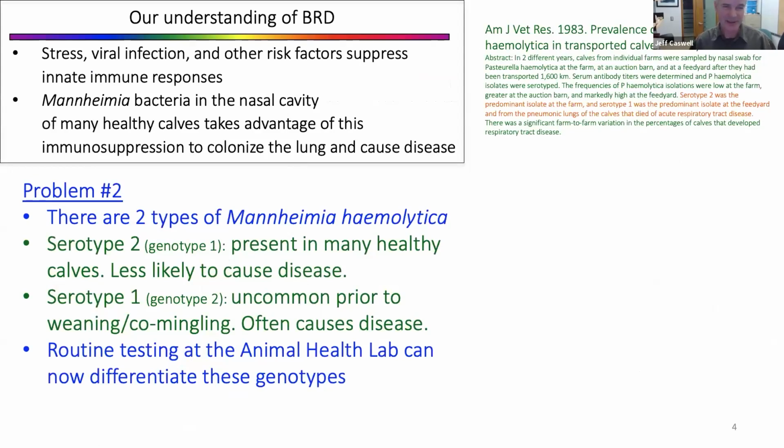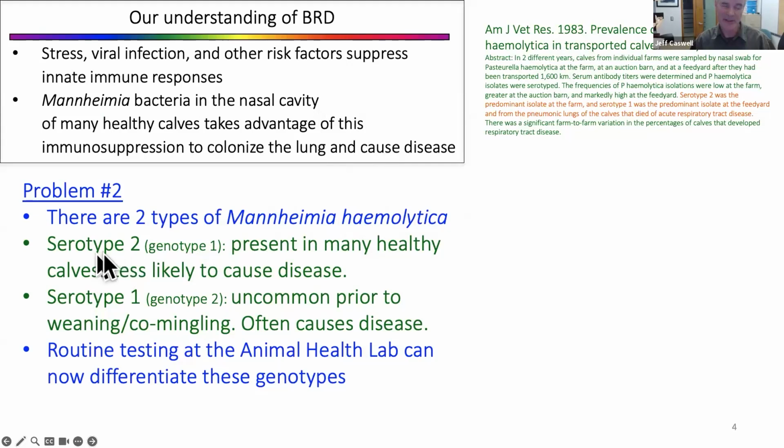This is a second problem that we chatted about at some length, and it involves this bit, the idea that Mannheimia bacteria are in the nasal cavity of many healthy calves, and then they penetrate down into the lung when those innate defenses are reduced. We've known for a long time, this paper was written in 1983, that there are two types or two serotypes of Mannheimia hemolytica. This would be the bacterium that very, very commonly causes bovine respiratory disease.